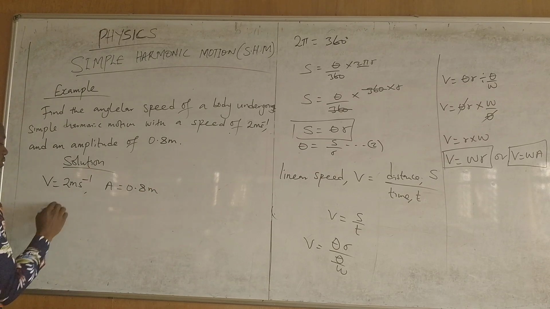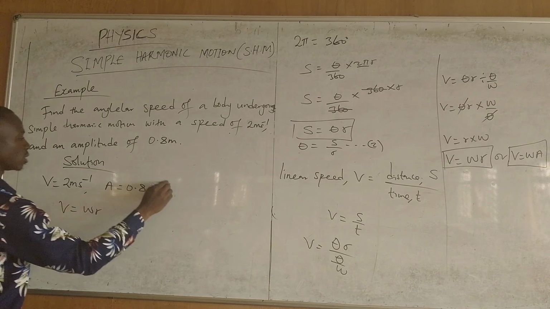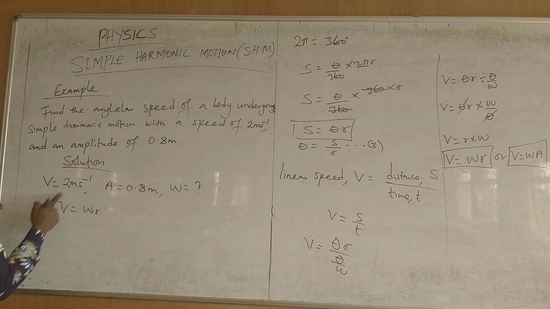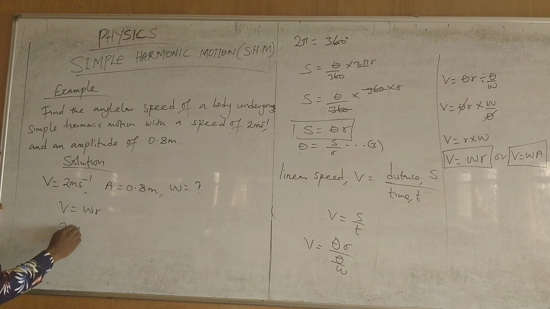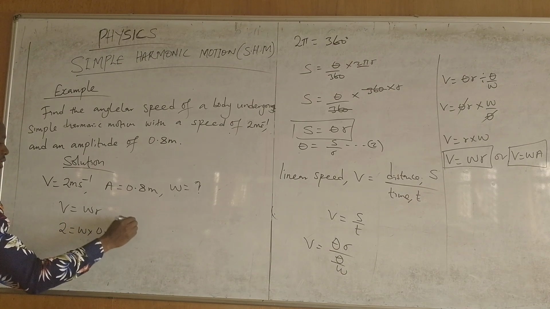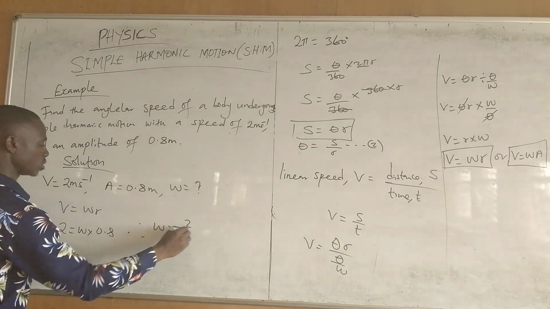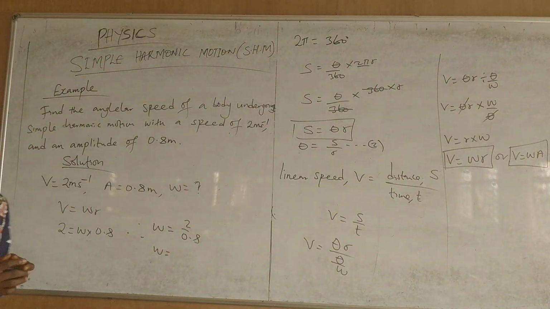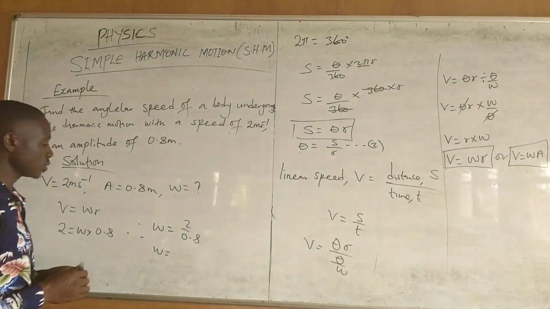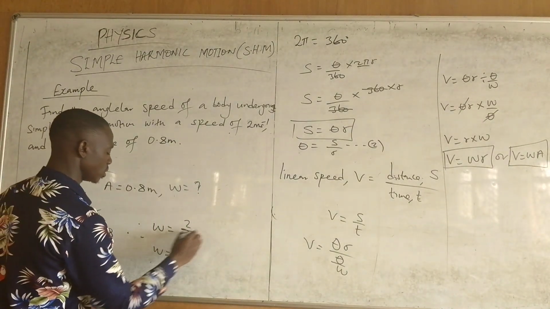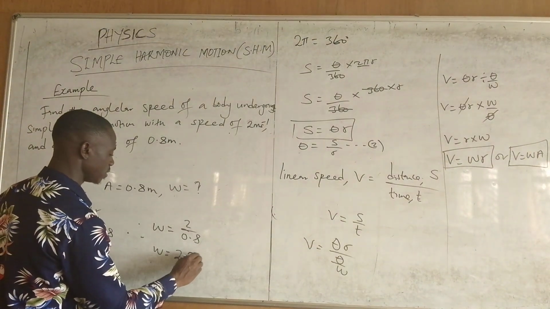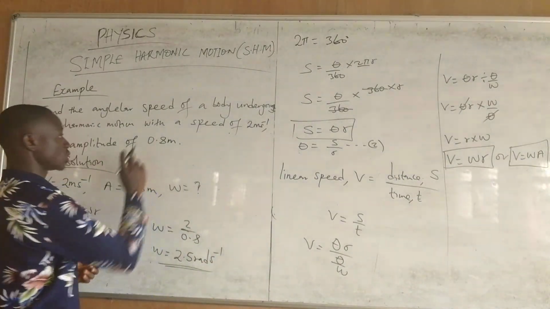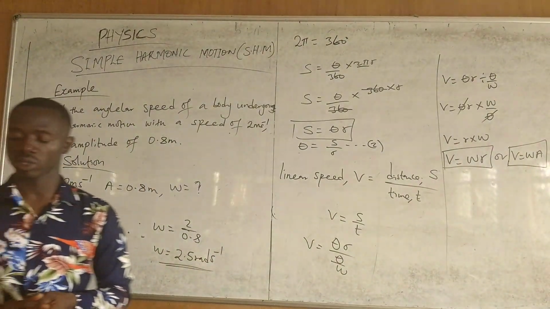Just apply the formula I gave now. V equals what? Omega R. And omega is what we are looking for. So substitute your values. 2 will be equal to omega times 0.8. And therefore, omega is equal to 2 over 0.8. That's 2 divided by 0.8. What do we have there? 2.5 radian per second. This formula is also very useful in circular motion.